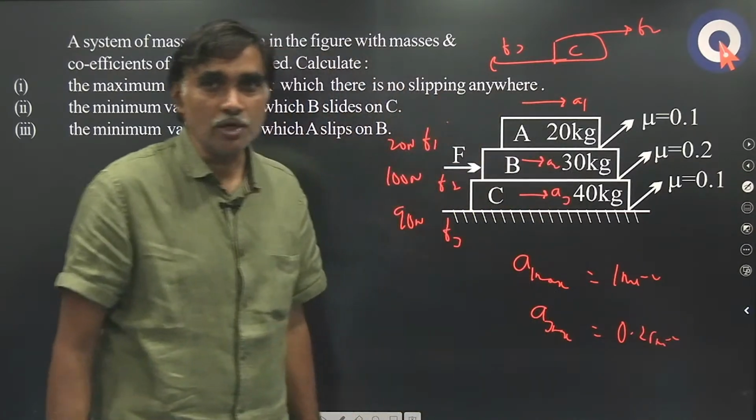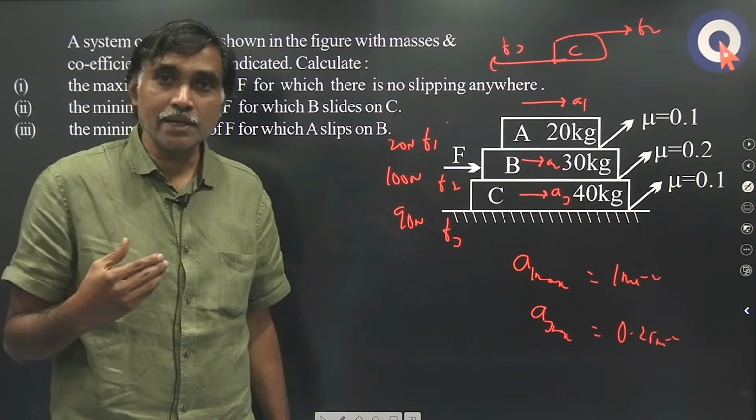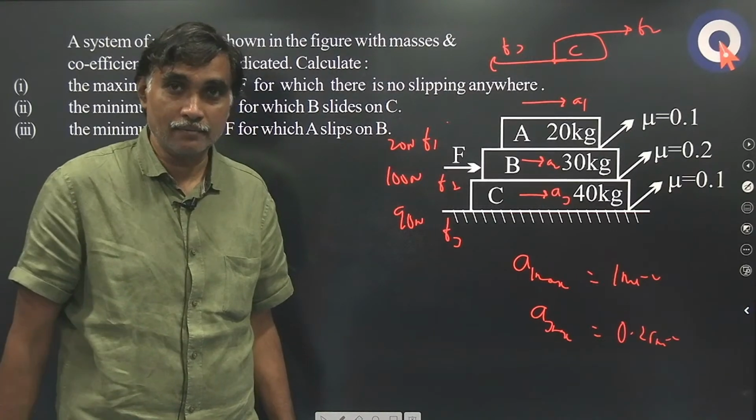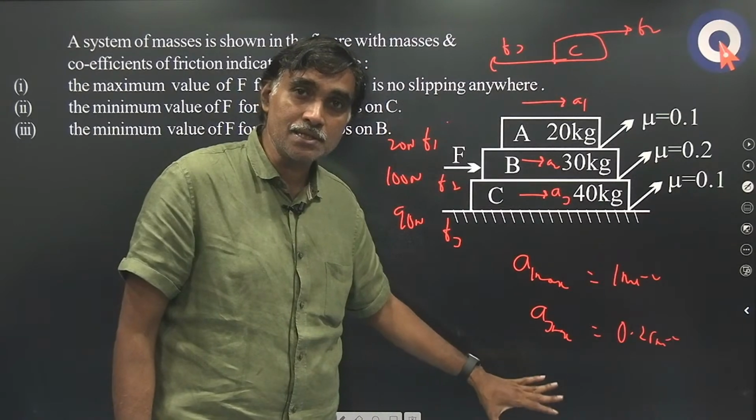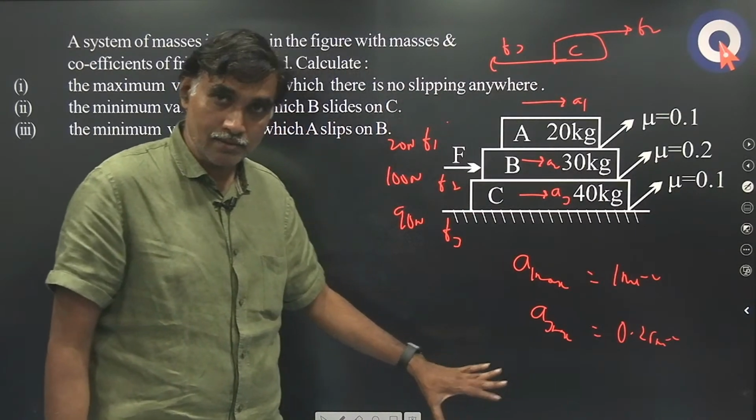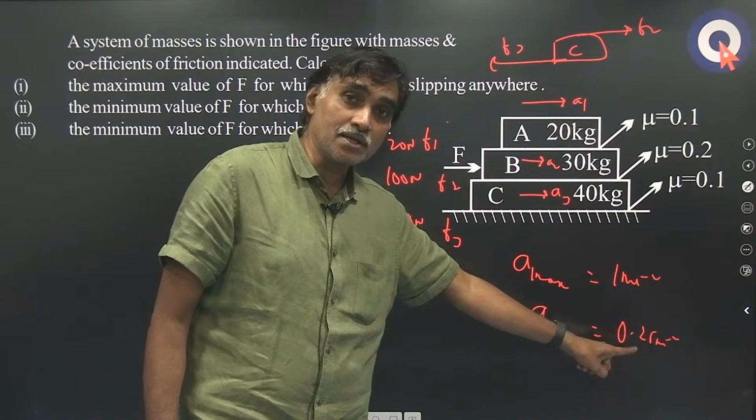So in all such problems you have to find the maximum acceleration of the blocks on which force is not applied. So in this case, A and C. Which has the lesser maximum acceleration? C. So until this acceleration, all of them will move together.